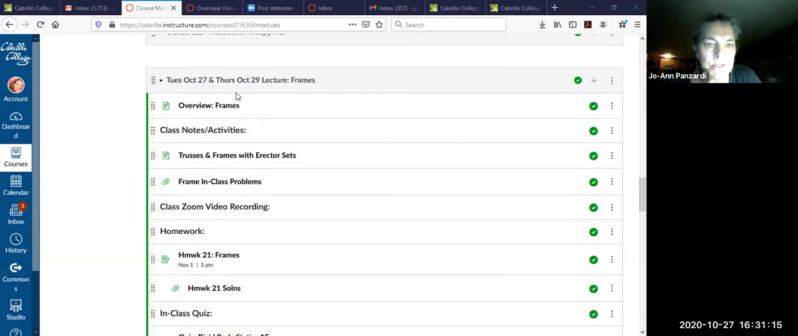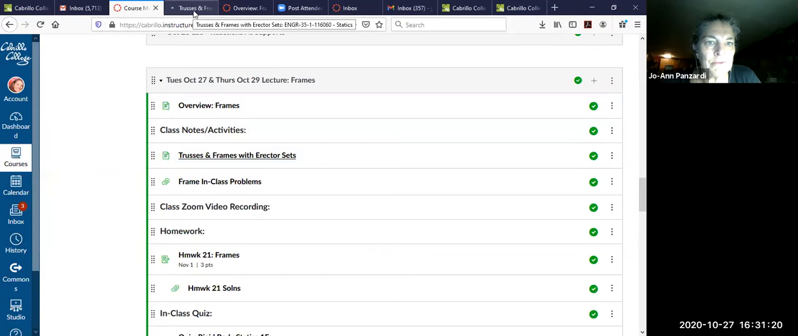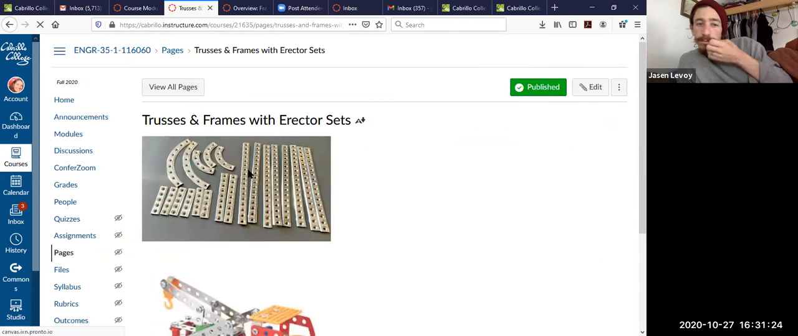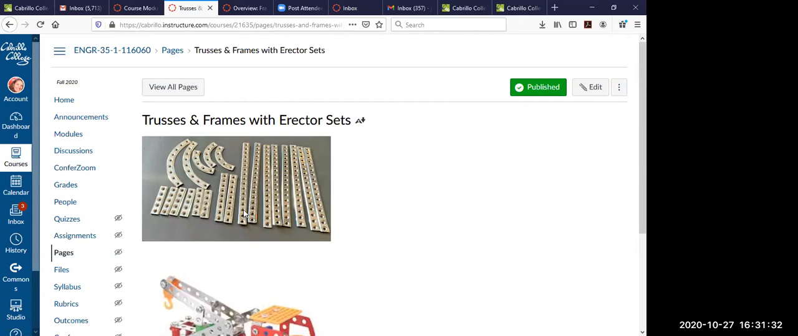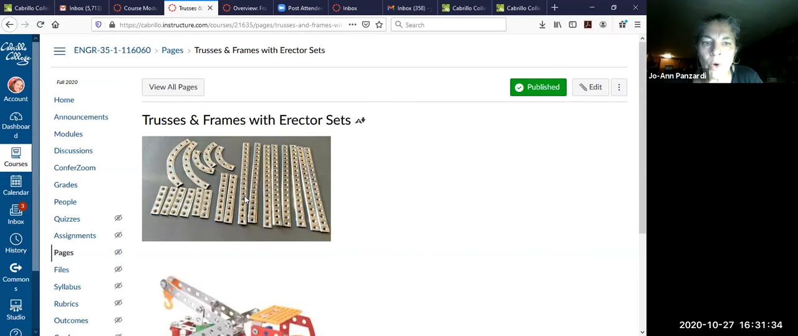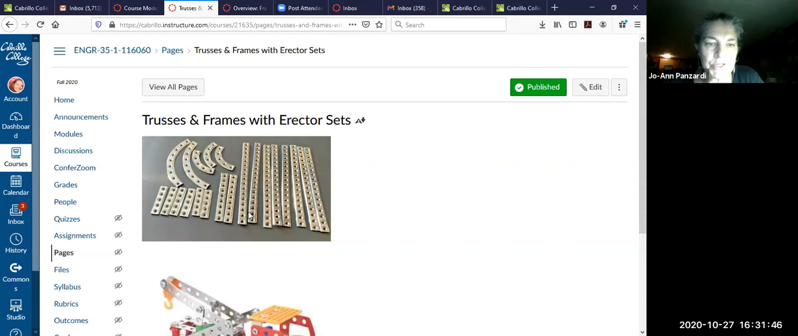I'm going on to the module, which today and Thursday is frames. And does this look familiar to you guys? They're called erector sets. I remember having one when I was a kid. It's basically a flat metal bar that has a bunch of holes in it. So I could connect these bars to each other to make things. And I have a bunch of erector sets in the lab. And had we had a real lab in person, you would be building things with erector sets.